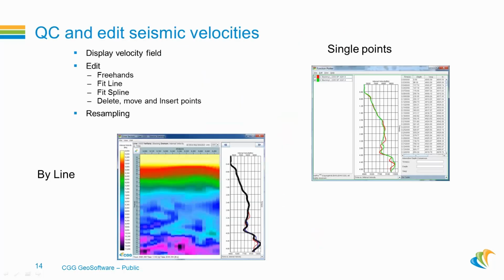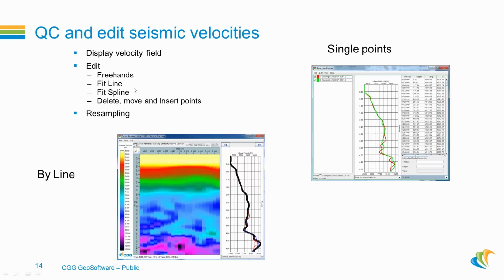The first thing that we normally do is displaying the velocities. We can display those velocities and do editing on that. We have several tools to play with that and modify our velocity when we see an anomaly. We will see in detail how they work in the demo at the end of this seminar.